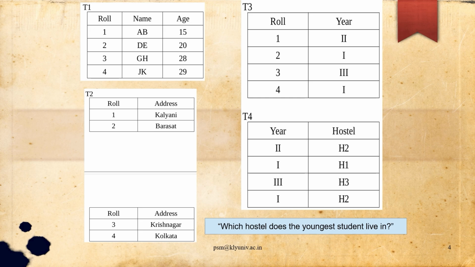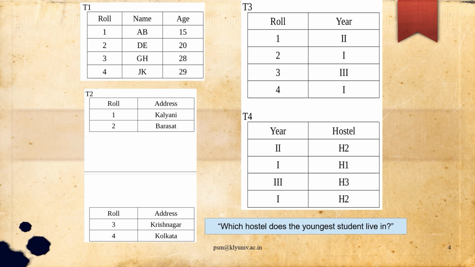So now if I make a complex query, like which hostel does the youngest student live in? This question requires three tables, T1, T3, and T4. So from table 1, it will select, by comparing the age, which one is the youngest student among these four students. Then it will find its roll number, 1. So from table 3, it will get that roll number 1 belongs to the second year. And from table 4, it will get that the second year students are staying in the hostel H2. So this is called joining of tables, union of tables.